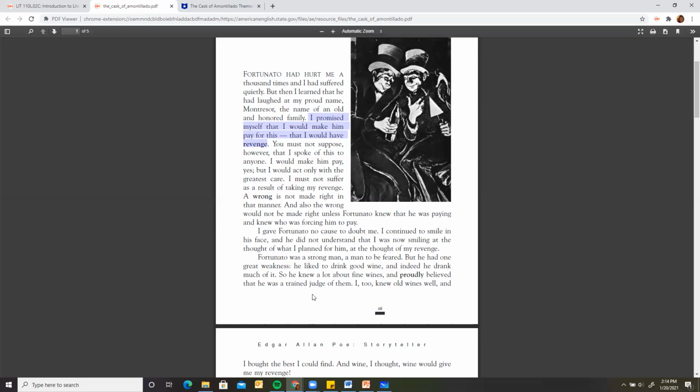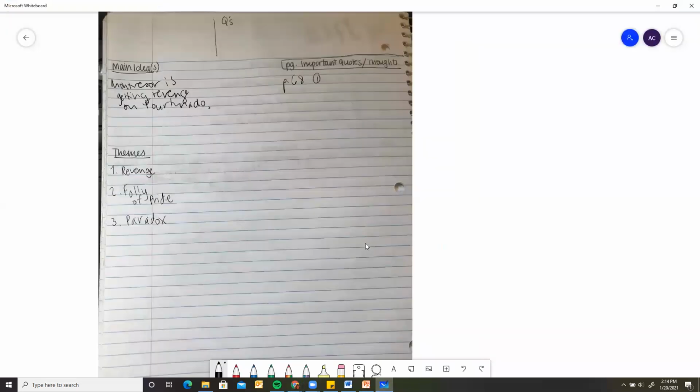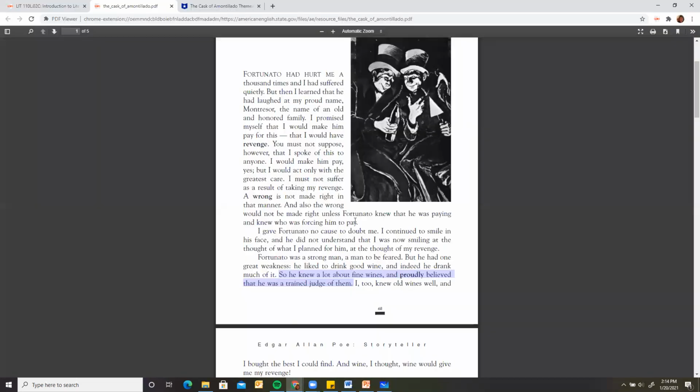Okay, so we get a little bit more information about Fortunato here. He knew a lot about fine wines and proudly believed he was a trained judge of them. So this is the next section I would underline for my notes. And this is also page 68. So again, I would put page 68, and this time I would give it a 2 because we're talking about this false sense of pride that Fortunato has about knowing and understanding about wine, okay? And that's kind of what sets us up to say, okay, this is how Montresor is going to get his revenge, okay?